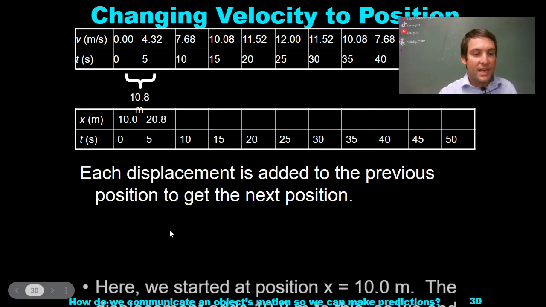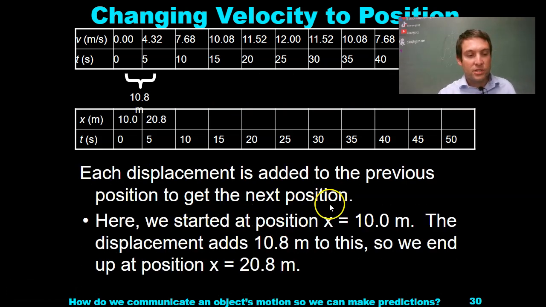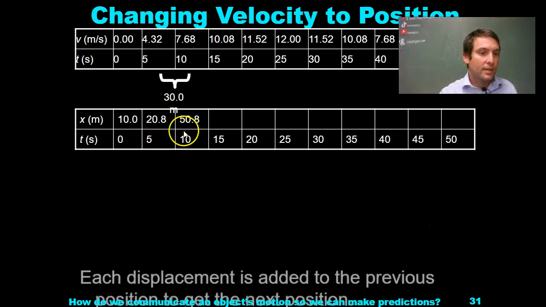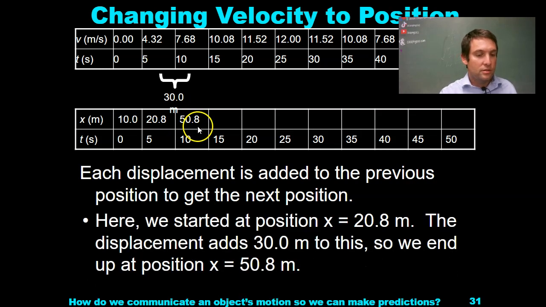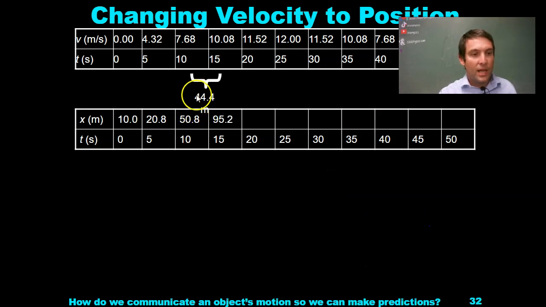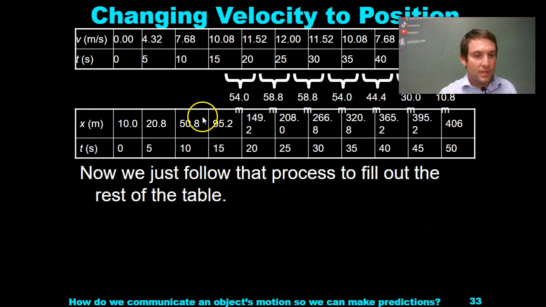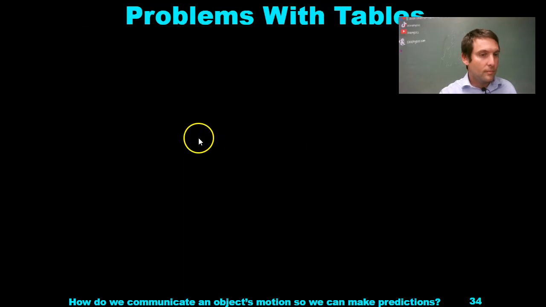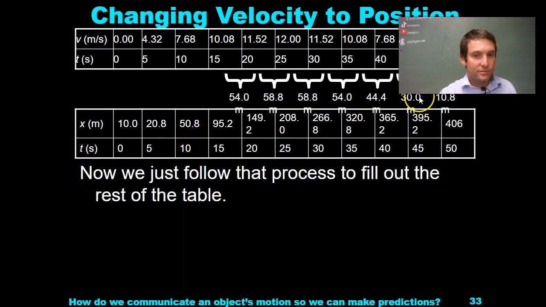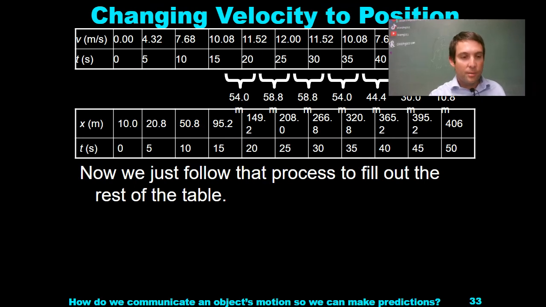Each displacement is added to the previous position to get the next position. Here we started with 10 meters. The displacement adds 10.8 meters to this, so we end up at 20.8 meters. Now we're adding 30 meters to get to 50. Now we add 44 meters, and so on. There it is for you, in case you did want to pause and look at it.